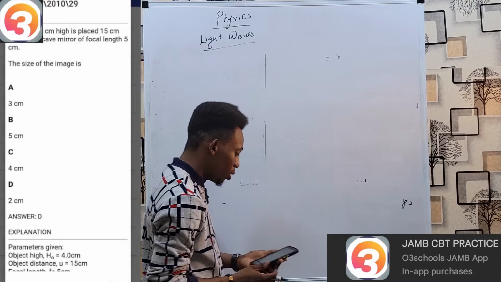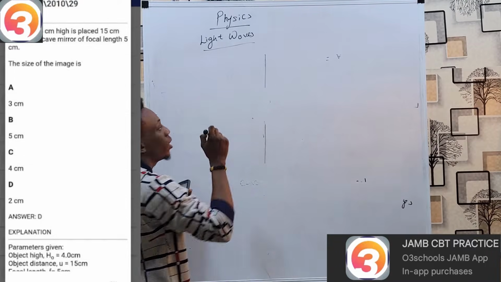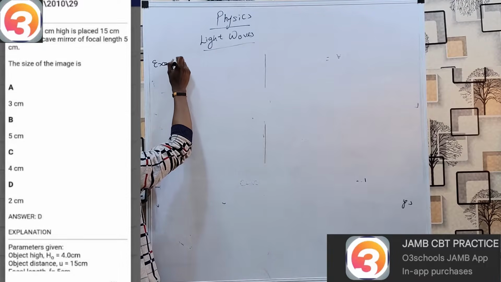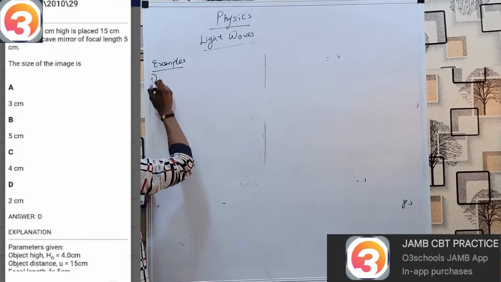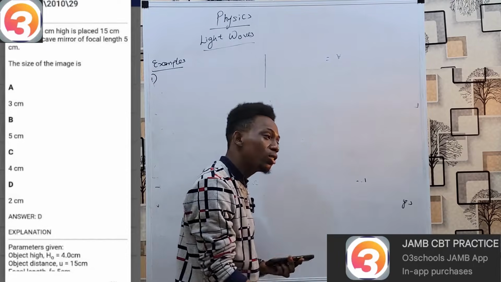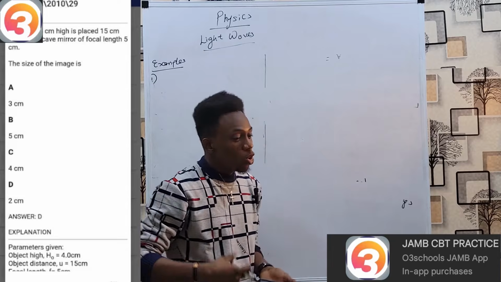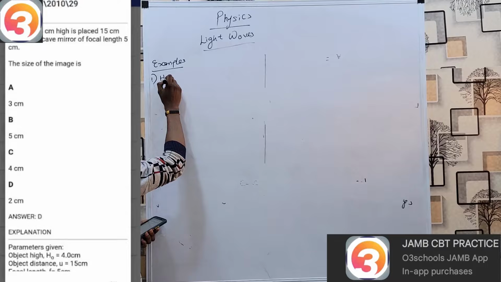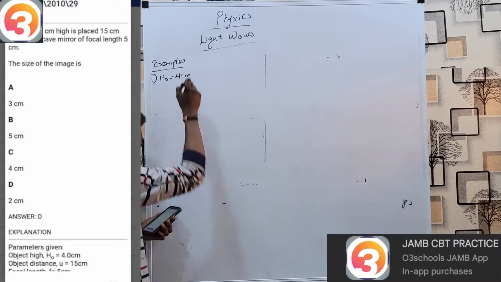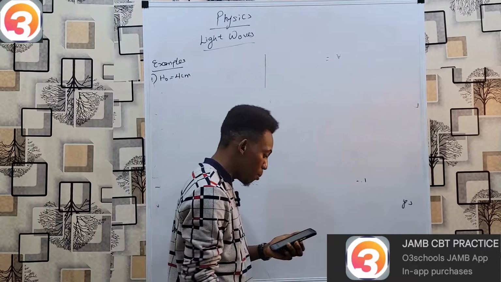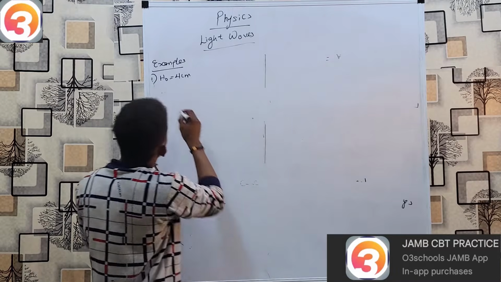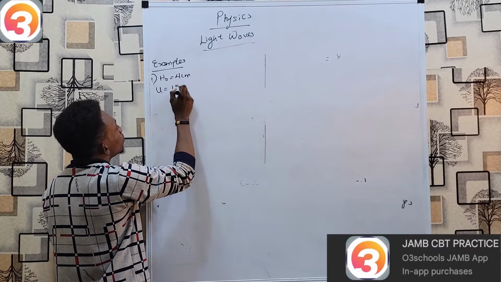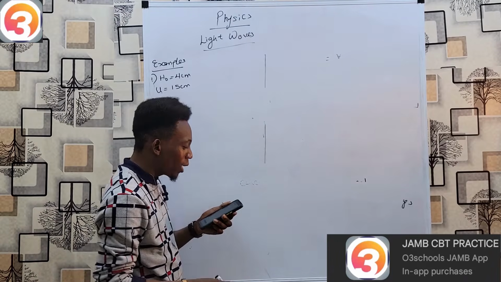It simply states that an object 4 centimeters high. Now, when solving most questions, the best way to start is by noting your parameters. In your JAMB, you may not have time to note this all exactly or beautifully, but you must note them. An object 4 centimeters high, which means the height of the object is 4 centimeters, is placed 15 cm from a concave mirror. So the object distance is 15 cm from a concave mirror.